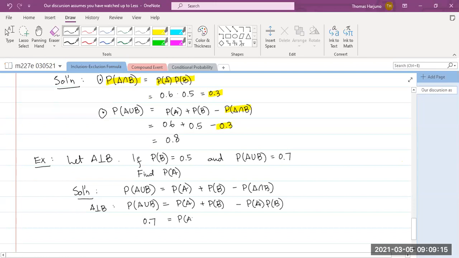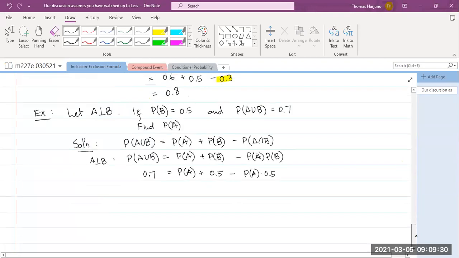Probability of A is unknown. Probability of B is 0.5. I will subtract this 0.5 to the other side. Okay, so 0.7 minus 0.5 is equal to probability of A minus 0.5 probability of A.